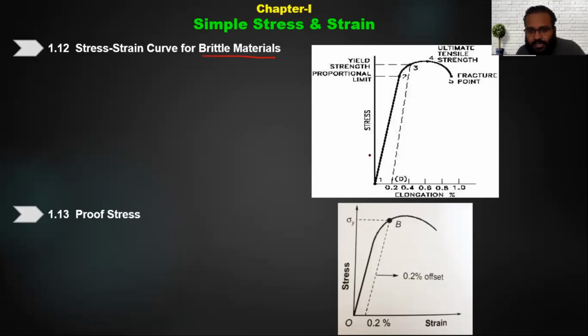Okay, so in brittle materials, you can see there are only 3 to 4 points. The point 1 is the starting point, that is the origin, जहाँ पे no load was there. Then we have a proportionality point 2. Up to this, the line was completely proportional. ठीक है. Then we have a yield strength. हाँ, अभी ये yield strength ऐसा कुछ होता नहीं है. The brittle materials are never subjected to yield strength. ठीक है.